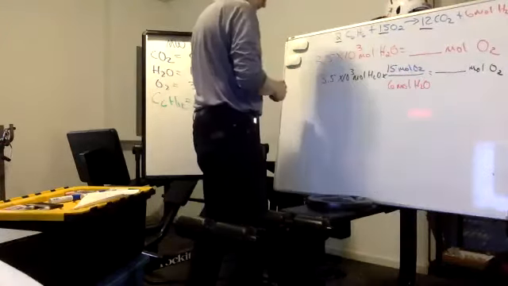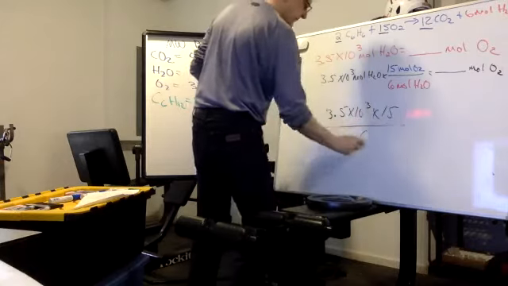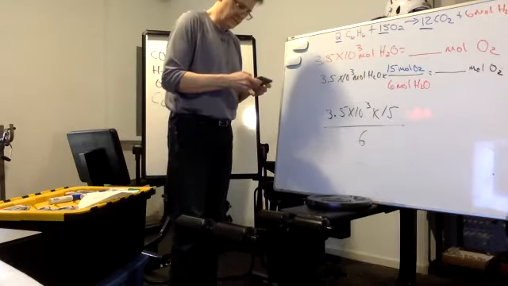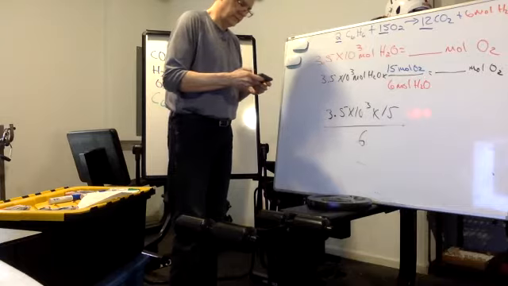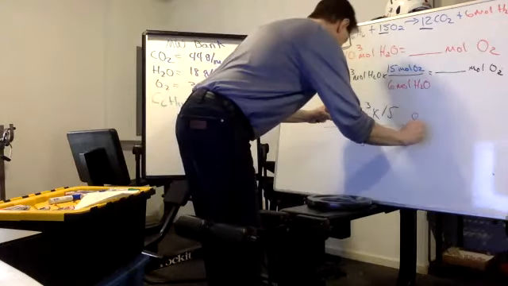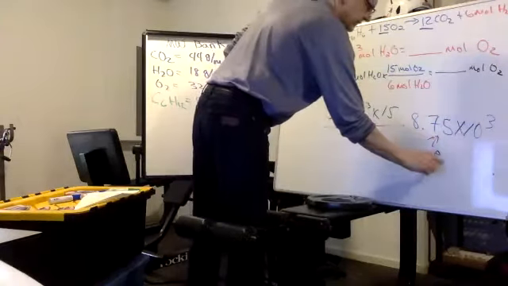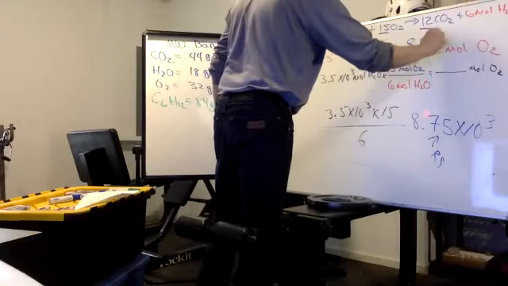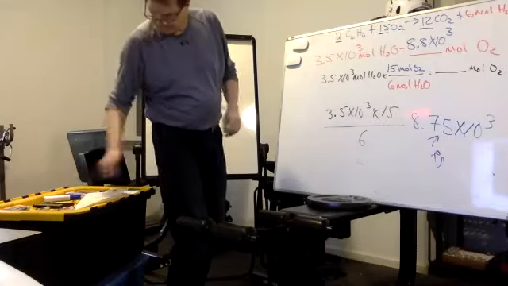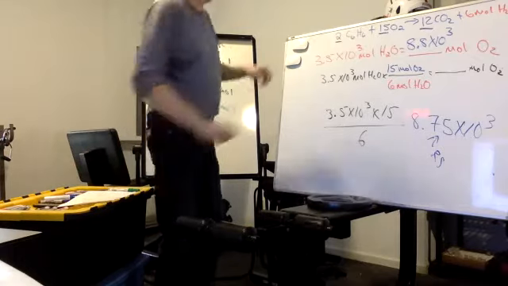So my knockout's going to be 3.5 times 10 to the third times 15 divided by 6. And let's see here, I come up with a raw of 8.75 times 10 to the third, and I need 2 sig figs, so there's my round spot. So I'm going to go with 8.8 times 10 to the third mole of O2. And next up in that set.